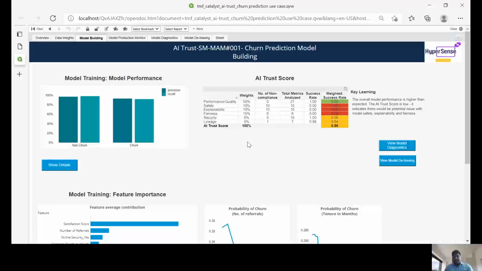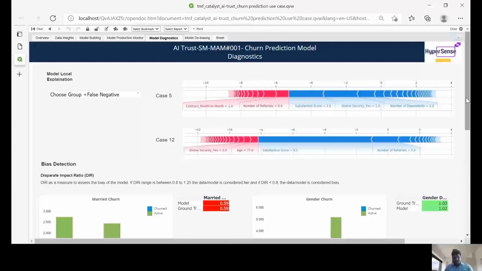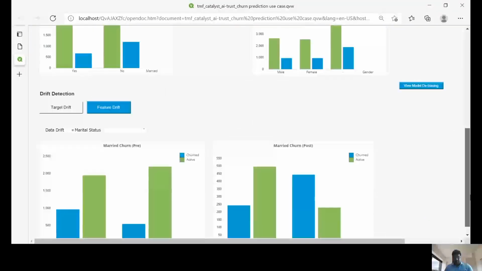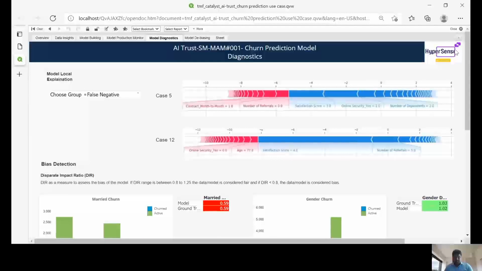Now as a next step, we would like to see what the specific issues are behind the lower trust score. So we can go into this diagnostic bar. If this page is blank, it essentially means that the system has not identified any potential issues. But we can see the model's local explanation basically lacks on false negatives and false positives. So we can try to understand.